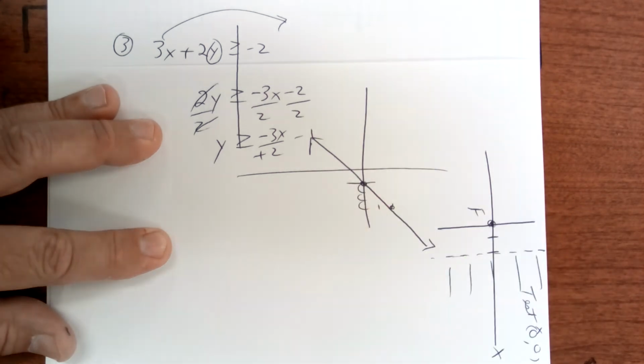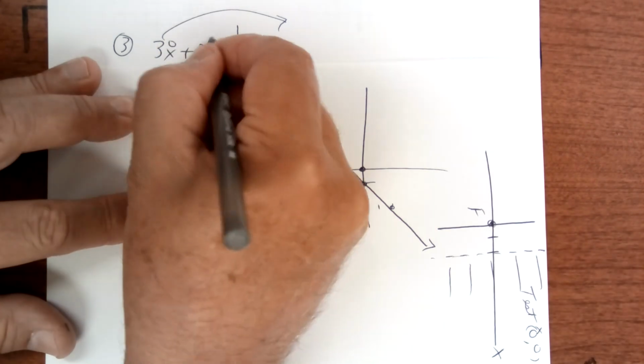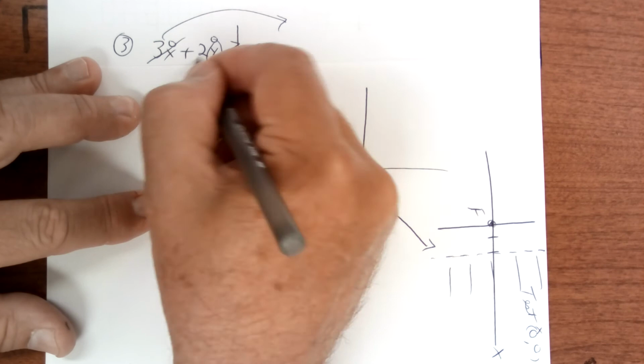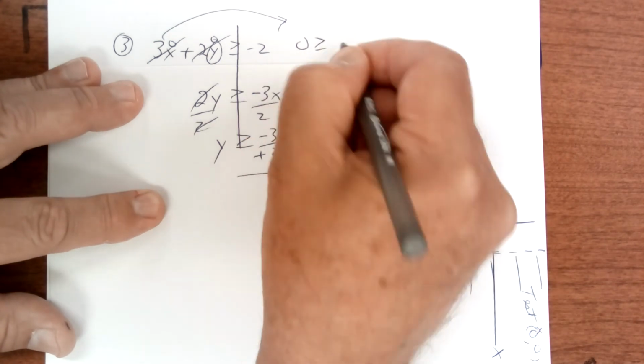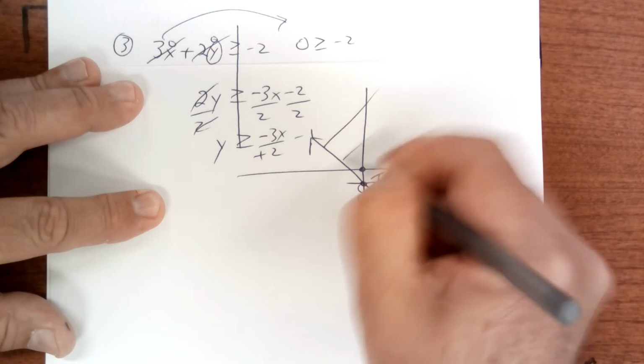I can use 0, 0, so I'm going to test that one. So put 0 here. That gives you 0 and 0. So 0 is greater than or equal to negative 2. That's true. 0 is bigger. So put a T and color that side.